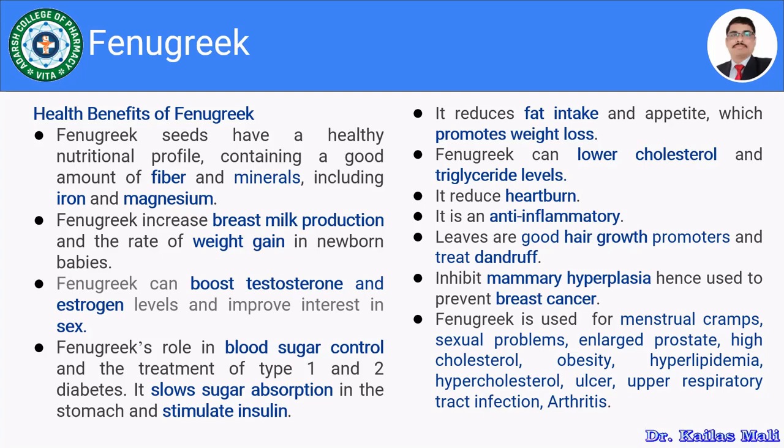Then the fenugreek's role in blood sugar control and in the treatment of type 1 and type 2 diabetes. As it comprises certain fibers, isn't it? They are going to reduce the absorption of sugar from the stomach. Also, the fenugreek seeds are going to stimulate the insulin, and thereby it is going to be helpful in the management of sugar levels in the diabetic patient. That is type 1 diabetes as well as type 2 diabetes.